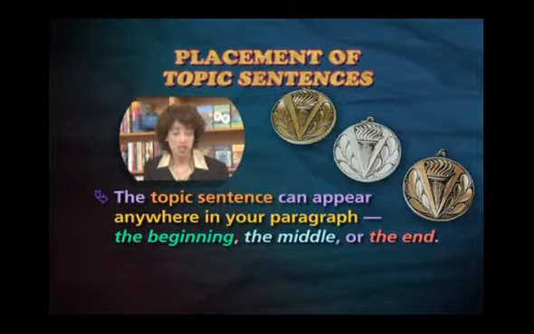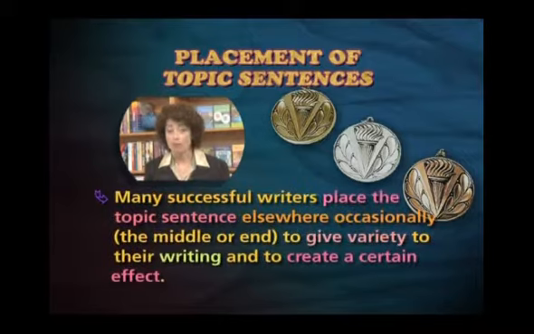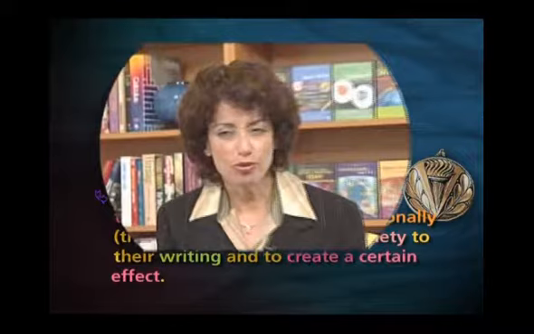You could put it at the beginning, you could put it at the middle, or you could put it at the end. Many successful writers place the topic sentence elsewhere, maybe in the middle or maybe in the end, occasionally to give variety to their writing and to create a certain effect. Let's look a little more closely at the places you can put the topic sentence in a paragraph. And then you'll be able to decide whether or not you want to move your topic sentence occasionally to give your writing variety and to make it more interesting.